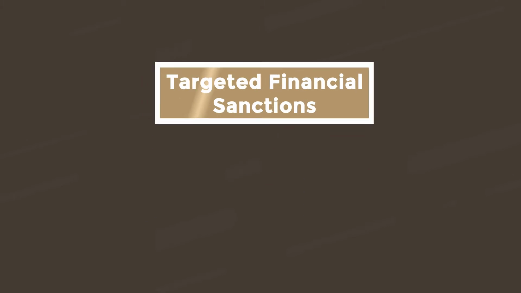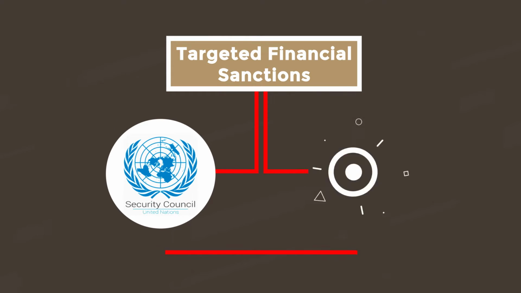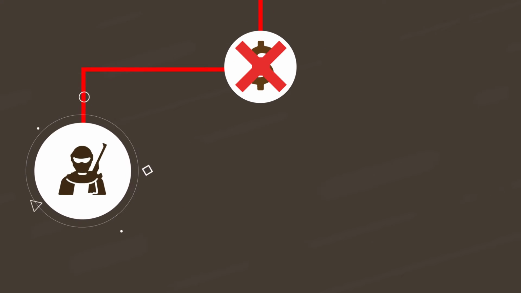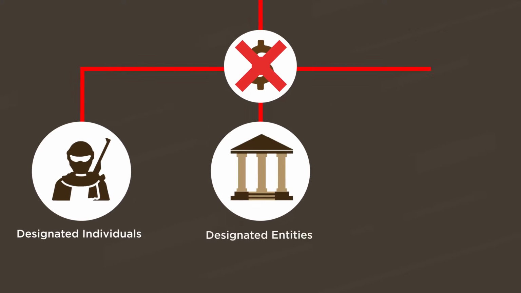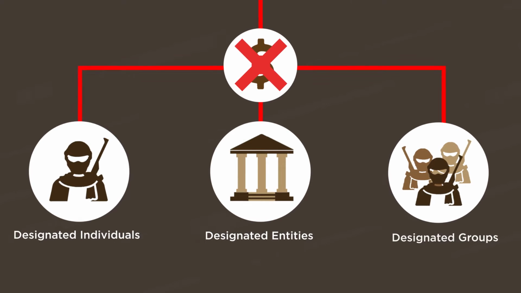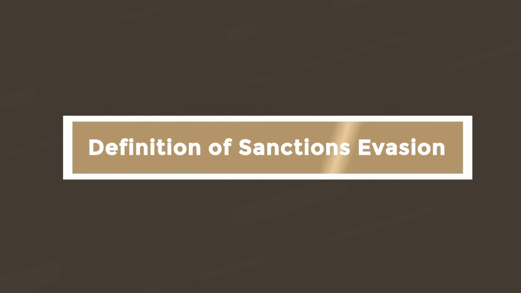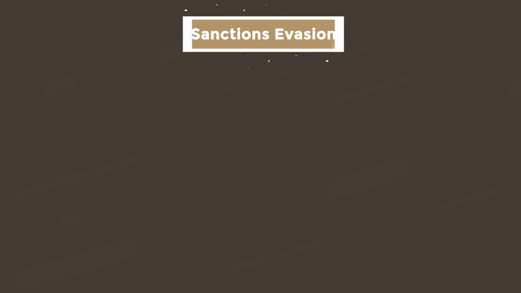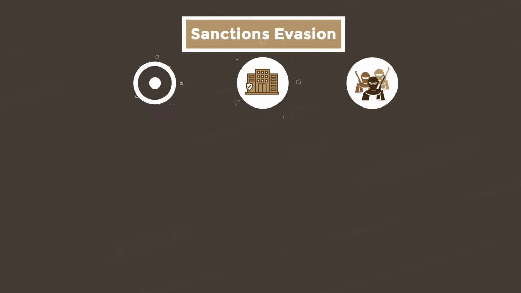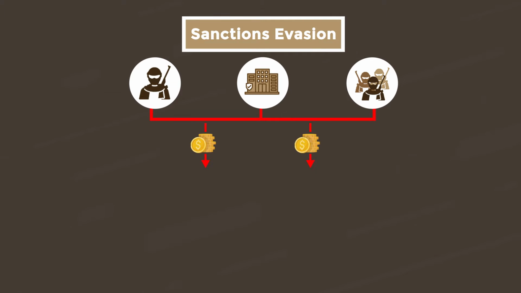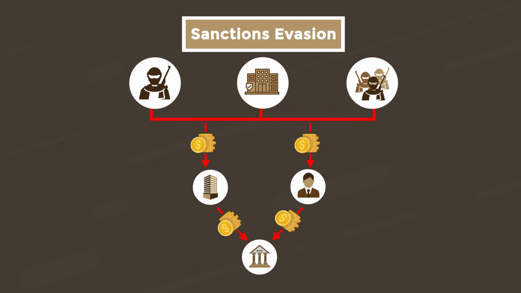Targeted financial sanctions imposed by the United Nations or through local designations aim to deny designated persons involved in terrorist or proliferation activities from accessing funds or other assets through the implementation of freezing measures. Sanctions evasion is an attempt by designated persons to conceal their involvement in transactions or activities with the aim of circumventing the targeted financial sanctions imposed on them, either through the United Nations or local designations.